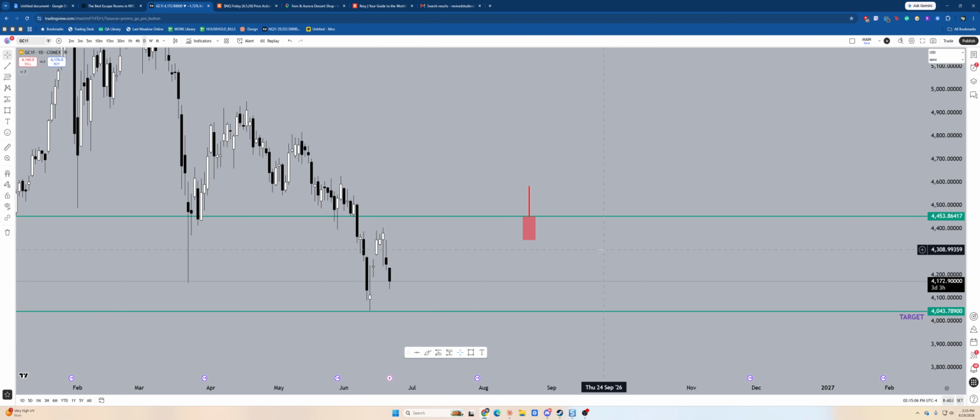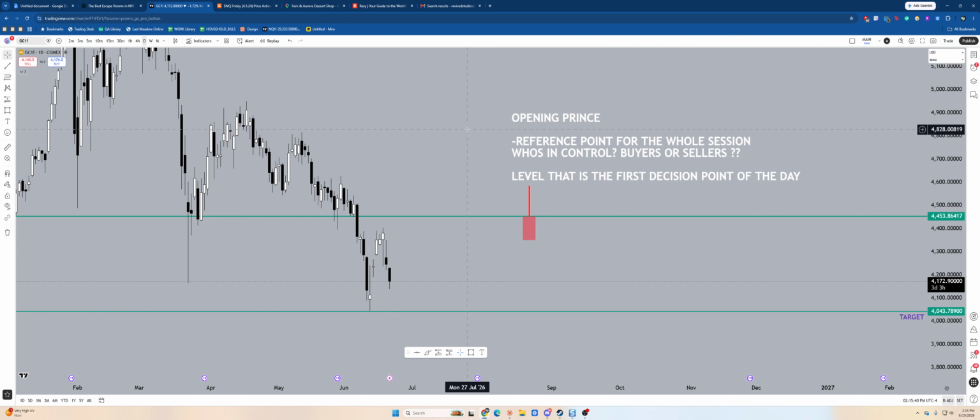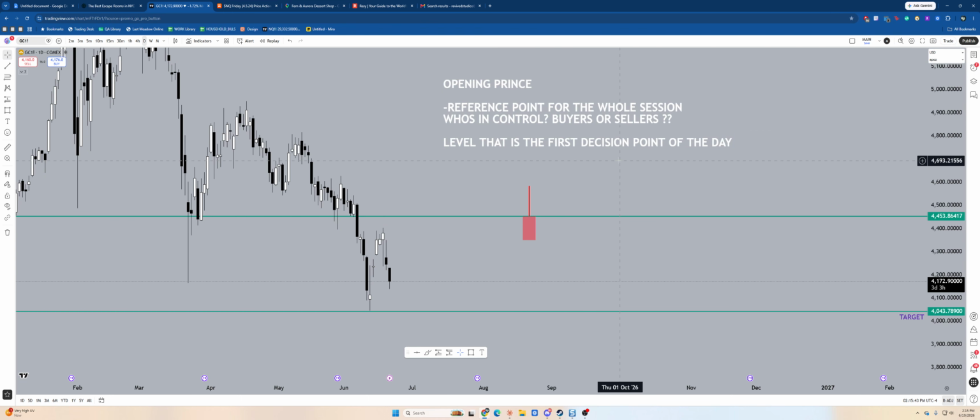So yep, that's the overall read of the opening print. Let's write it out again. The opening print acts as a reference point for the whole session. It tells us who's in control, buyers or sellers. And it's a level that is the first decision point of the day, meaning that it's basically the opening price of the session.